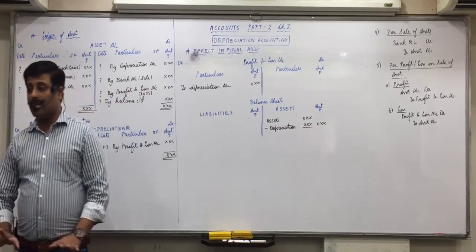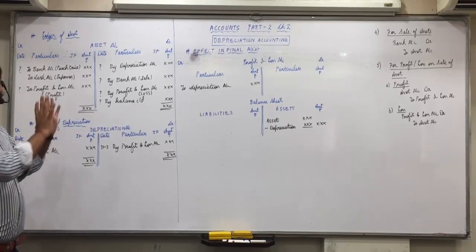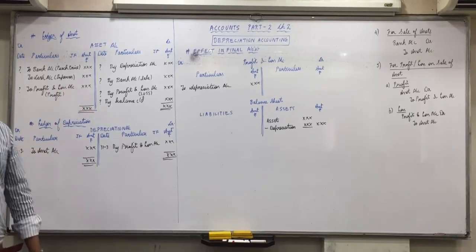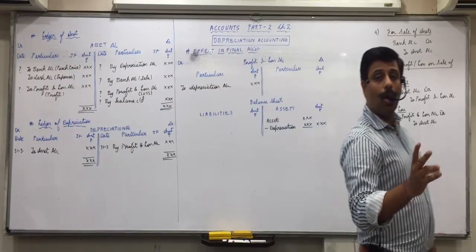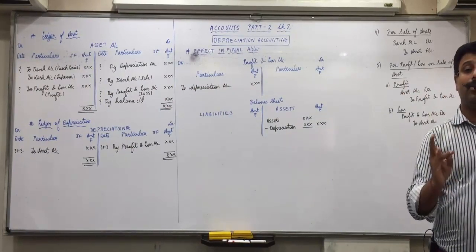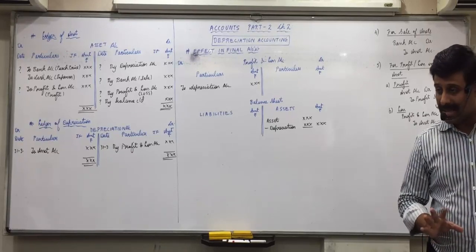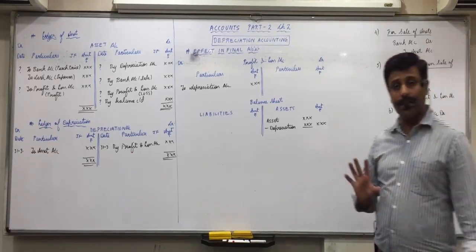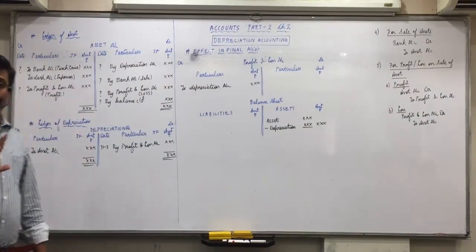So in your question, either they'll ask you journal or they will ask you ledger. Journal and ledger both can also be asked, or they'll ask you effect on final accounts. 3 questions are possible in this chapter. Make journal entries, or make ledger accounts, or give effect in final accounts. All the 3 can also be asked. Any 2 can also be asked. Did everyone understand this? Any confusions?